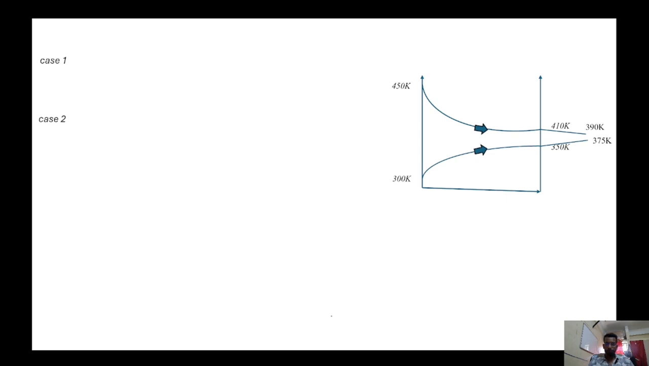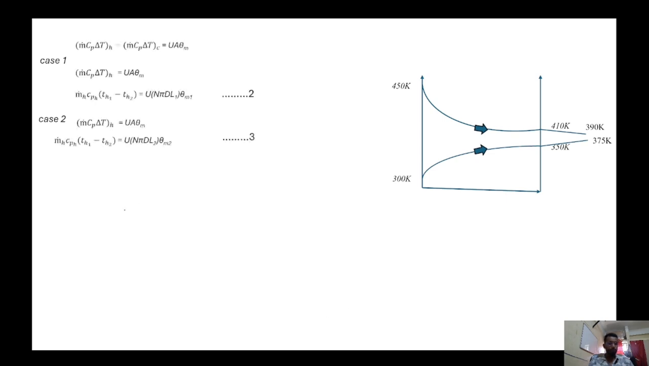Okay, now this is the diagram. Case 1, we know that mCp delta T of hot fluid equals mCp delta T of cold fluid, which equals UA theta m. U is the overall heat transfer coefficient, A is the cross-sectional area of heat transfer, and theta m is the log mean temperature difference. You can take any of the values, either this equal to this, or this equal to this. So I am taking hot fluid equal to UA theta m, putting all the values.